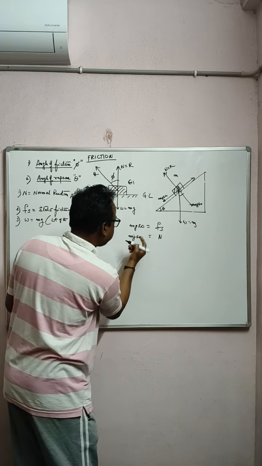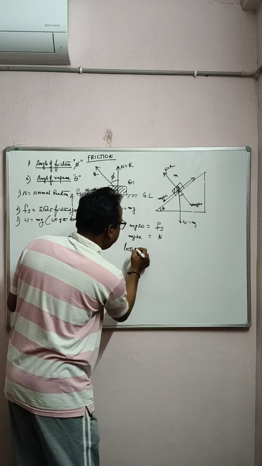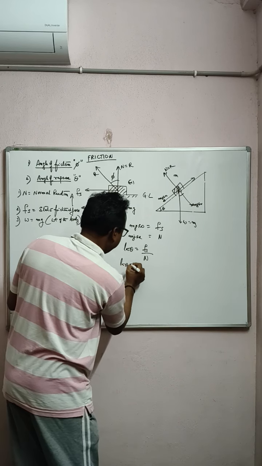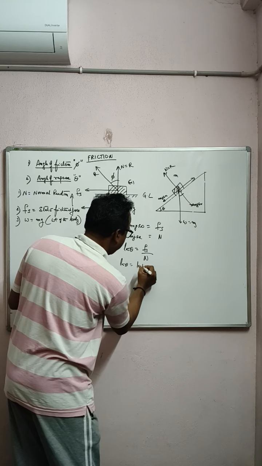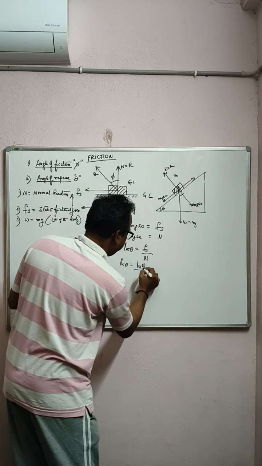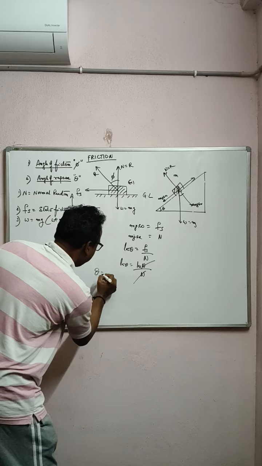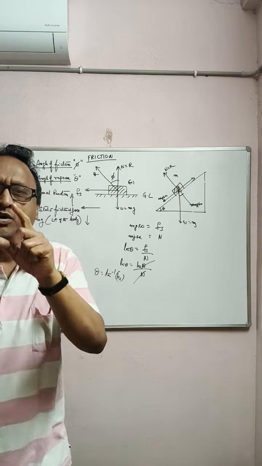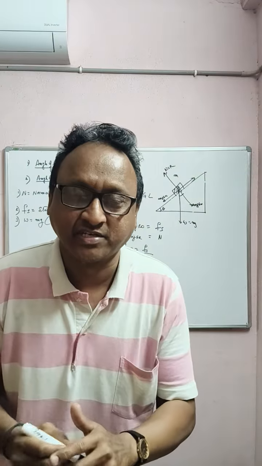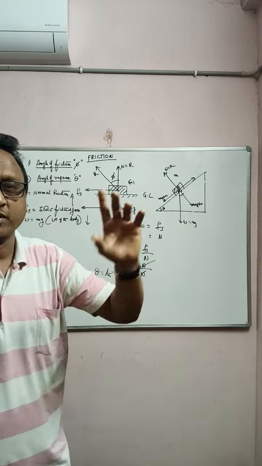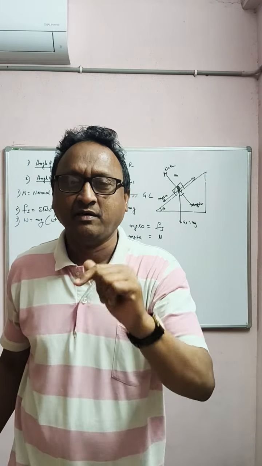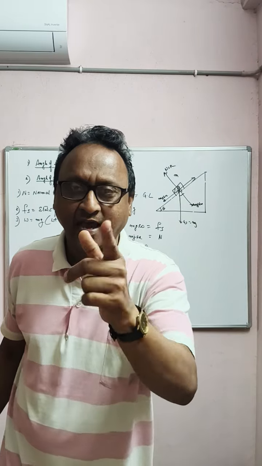So if you divide these two, tan theta is equal to fs by n. Or tan theta is, what is fs? mu s into n. So mu s into n by n, the n cancels. So theta is equal to tan inverse mu s, where mu s is the coefficient of static friction. So this is the angle of repose: the angle for which the body just begins to slide on the surface of another body is called the angle of repose.